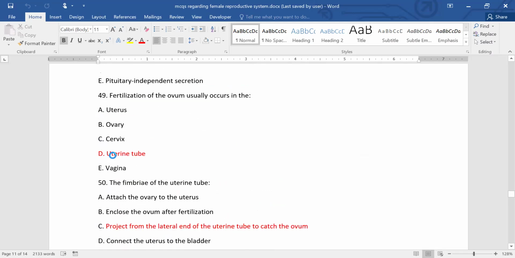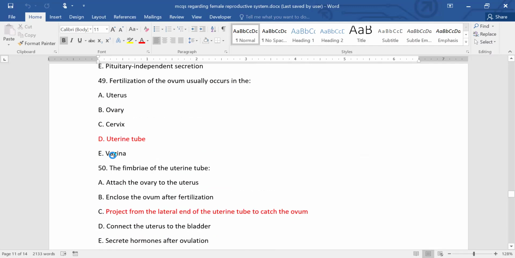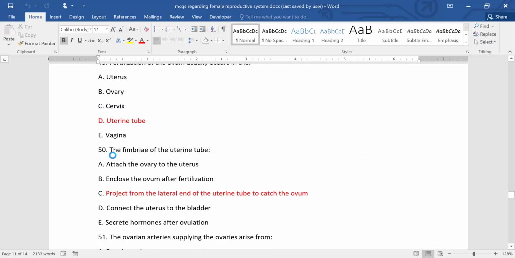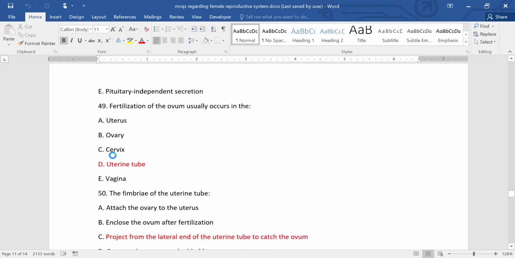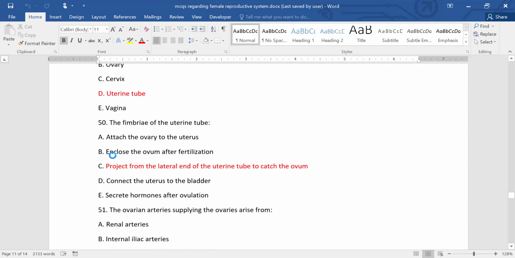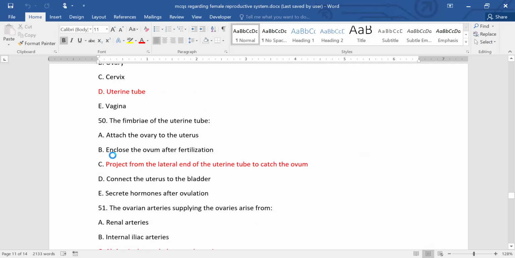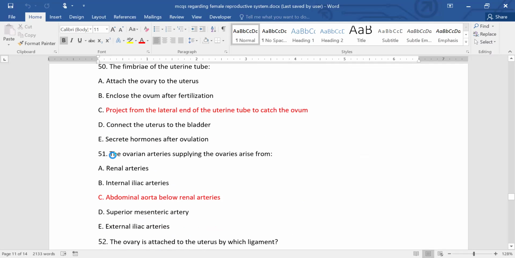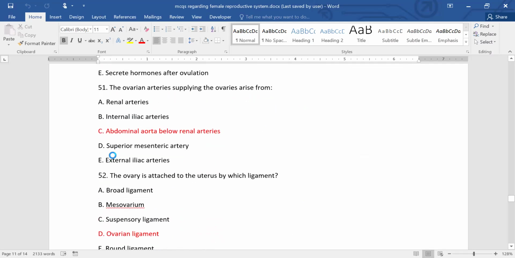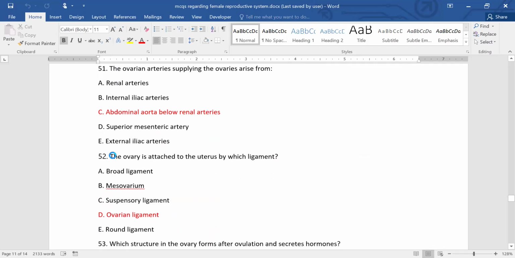Fertilization of the ovum usually takes place in the uterine tube. So implantation usually occurs in the uterus and fertilization takes place in the uterine tube. Fimbria of the uterine tube project from the lateral end of the uterine tube and catch the ovum. The ovarian arteries supplying the ovaries arise from abdominal aorta below renal arteries.